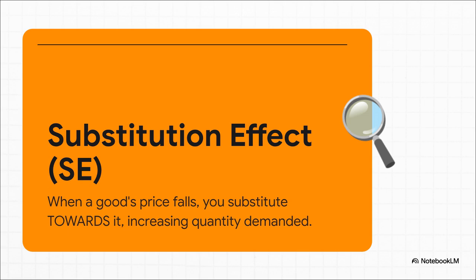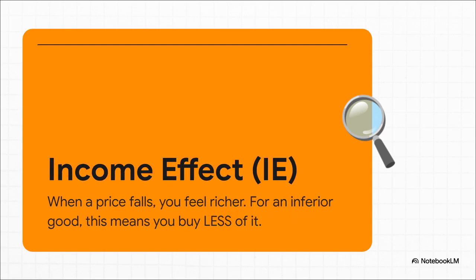Next up is the substitution effect. Honestly, this one is just pure common sense. When the price of something drops, it becomes a better deal compared to everything else, right? So what do you do? You substitute towards the cheaper thing. It's just logical. That's why the substitution effect is so predictable. Price goes down, the amount you want goes up.